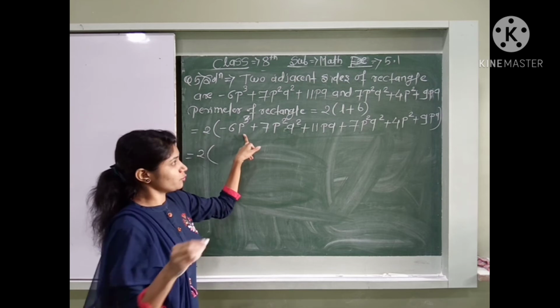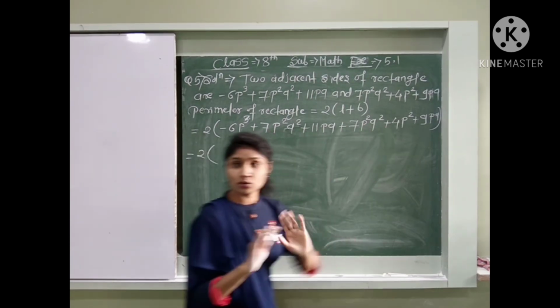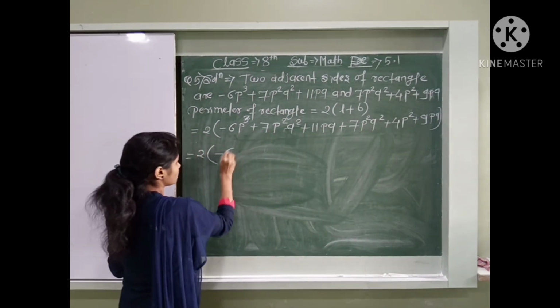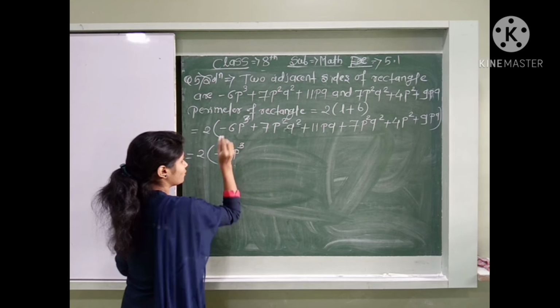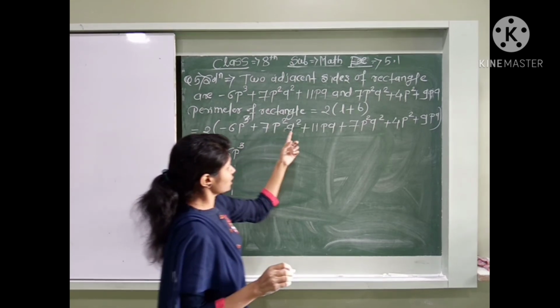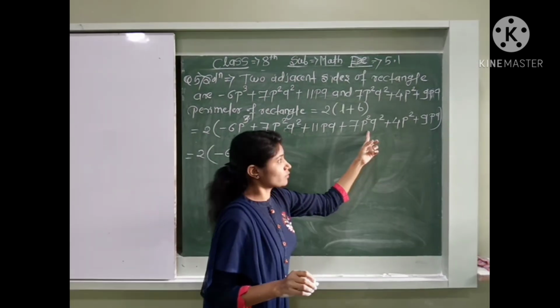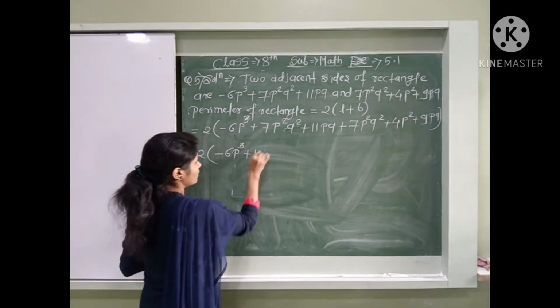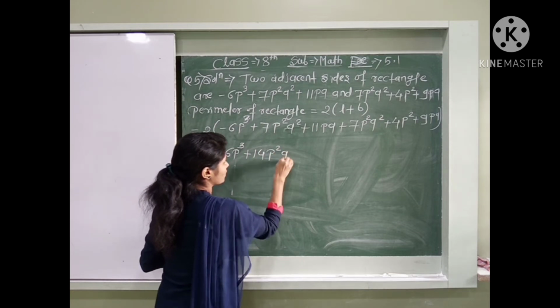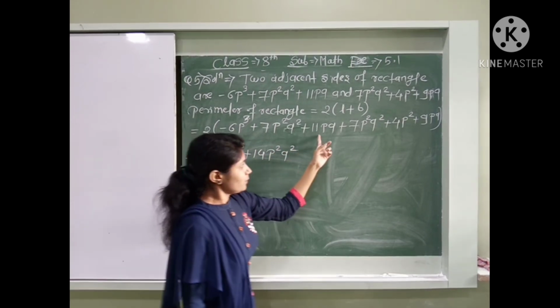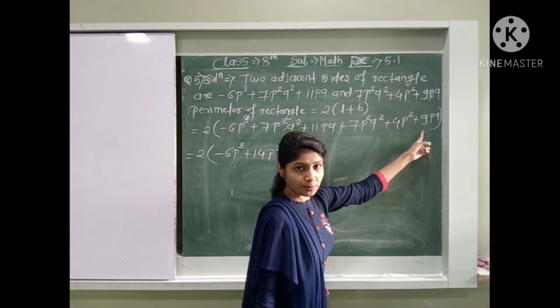Minus 6p cube has no like term, so we write down the answer as minus 6p cube. Okay, plus 7p square q square. Yes, 7p square q square. What is 7 plus 7? 14p square q square. Now 11p cube and 9p cube.